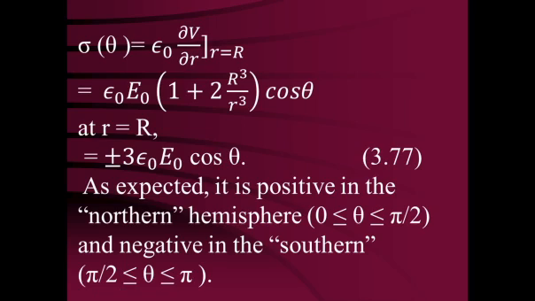The same thing happens with the southern hemisphere, where the negative charge is going to be accumulated. If we consider theta varying between pi by 2 and pi, then the electric charge accumulated is negative. It is maximum at pi, where cos pi is minus 1, and there the maximum charge magnitude is again 3 epsilon 0 E0 accumulated.